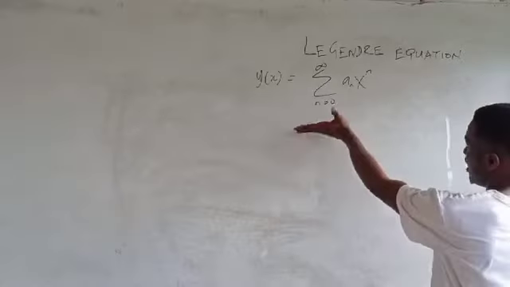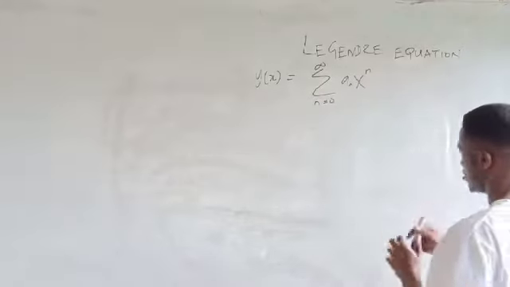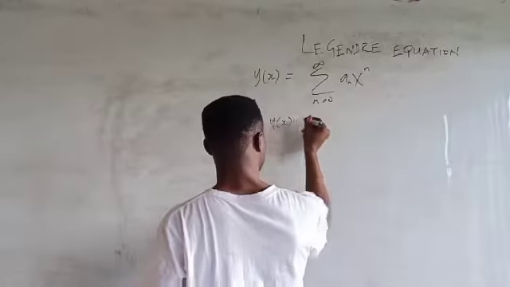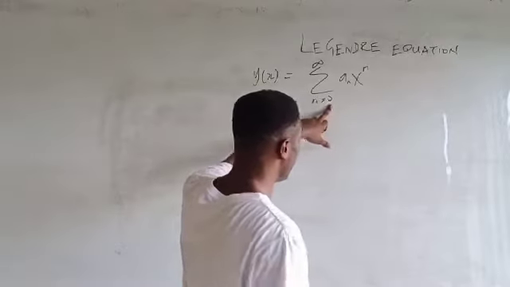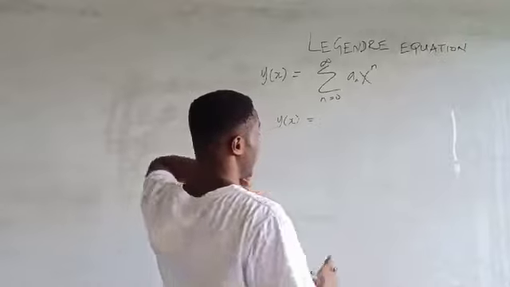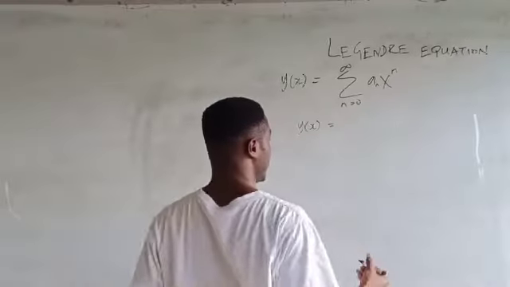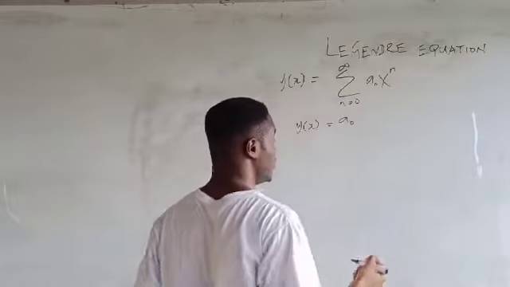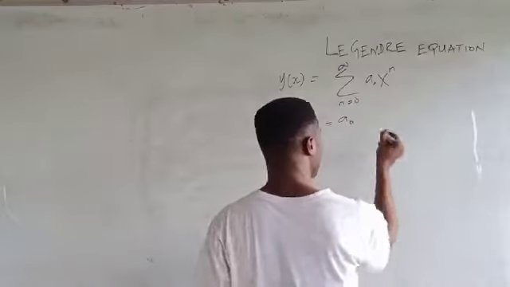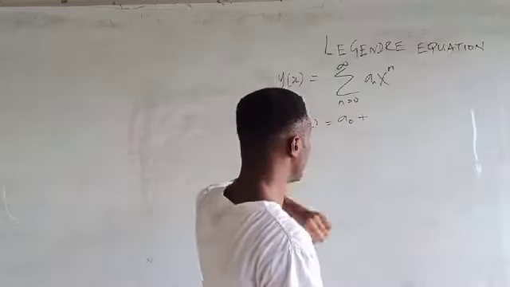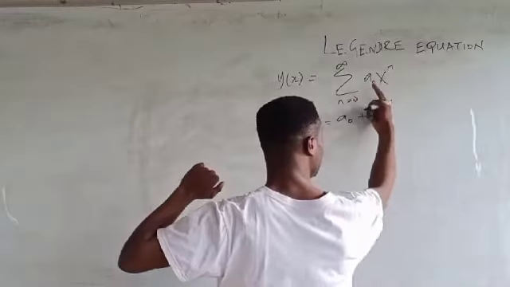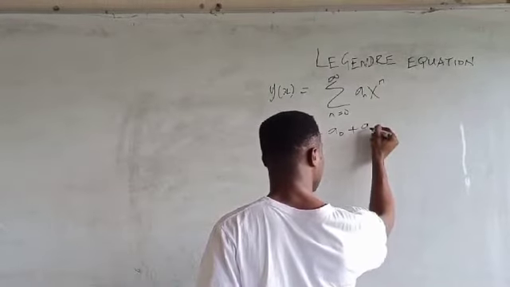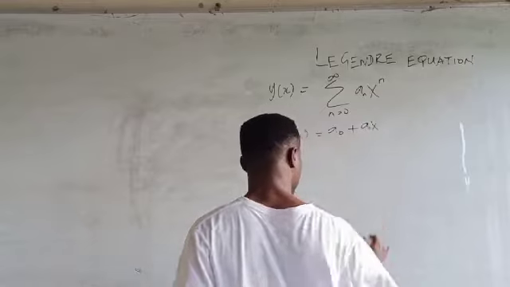So let's expand the series. Let's put it in series form. So y of x is equal to, when n is equal to 0, wherever you see n, you make it 0. So a subscript 0. Now x to the power of 0 is 1. So a subscript 0 plus, when n is equal to 1, wherever you see n, you put 1. So you have a subscript 1 x.